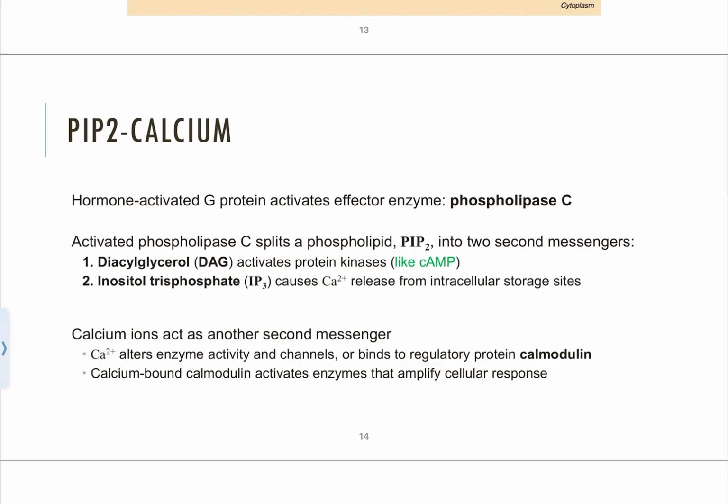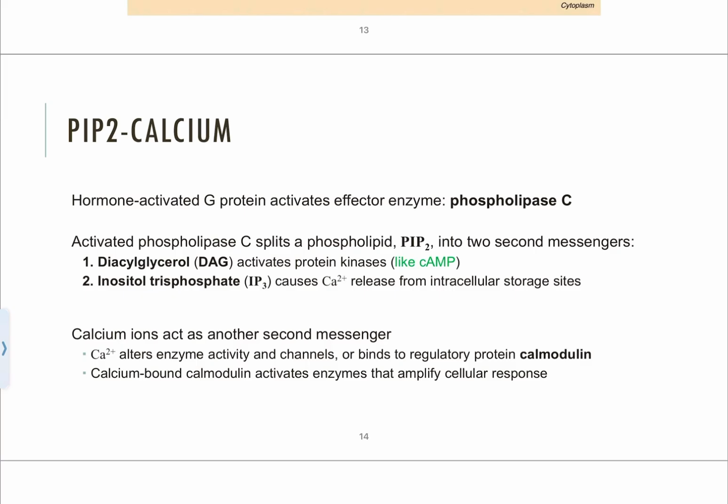One of the second messengers is diacylglycerol, or DAG, and that's going to activate protein kinases just like we saw with cyclic AMP. The second messenger is going to be inositol triphosphate, or IP3, and what this does is it's going to cause calcium to be released from intracellular storage sites. Calcium release is really important because calcium ions themselves can act as another second messenger.